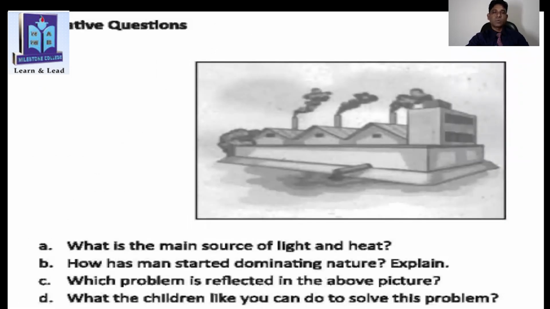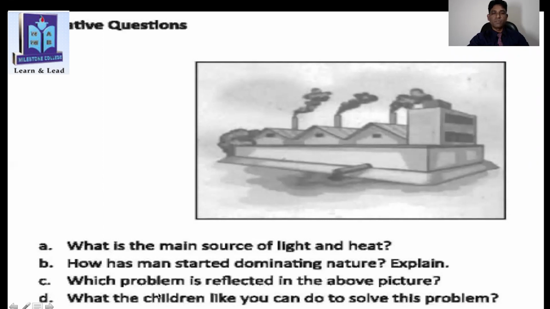Here you can see your book and creative question number 1. First you have to follow the picture. In the picture we can see a factory, right? And black smoke is coming out and also polluting the water. So first question here, what is the main source of light and heat? Second question here, how has man started dominating nature? Explain. And third question here, which problem is reflected in the above pictures?